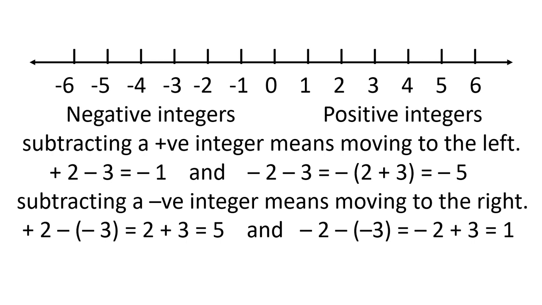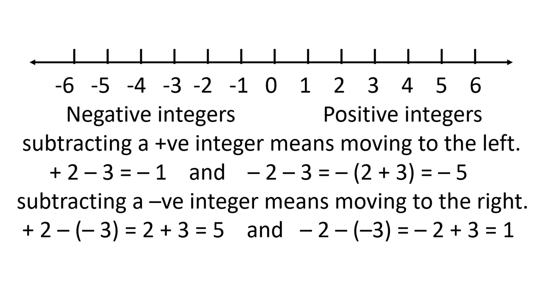Let's take an example. You subtract 3 from 2. So 2 minus 3 is minus 1. So from 2 you have moved to minus 1. You have moved to the left. Now you subtract 3 from minus 2. So you get minus 2 minus 3 is equal to minus 5. Again you have moved from minus 2 to minus 5. You have moved further to the left.